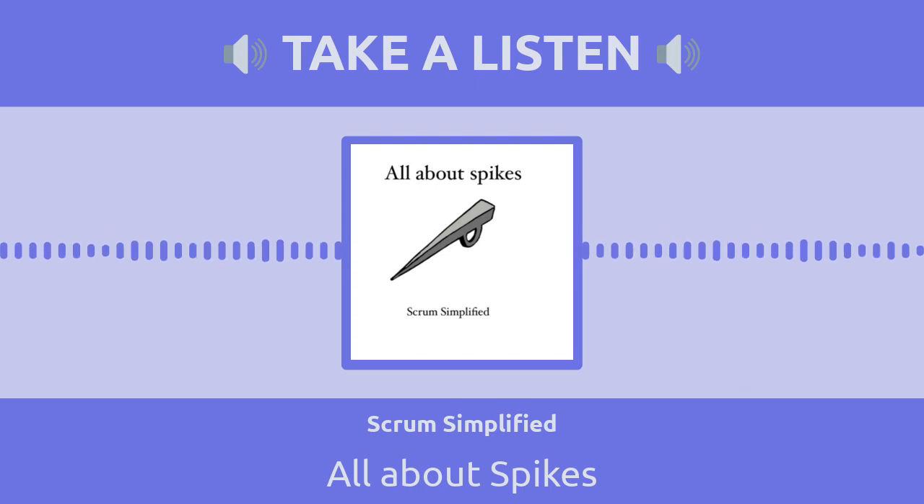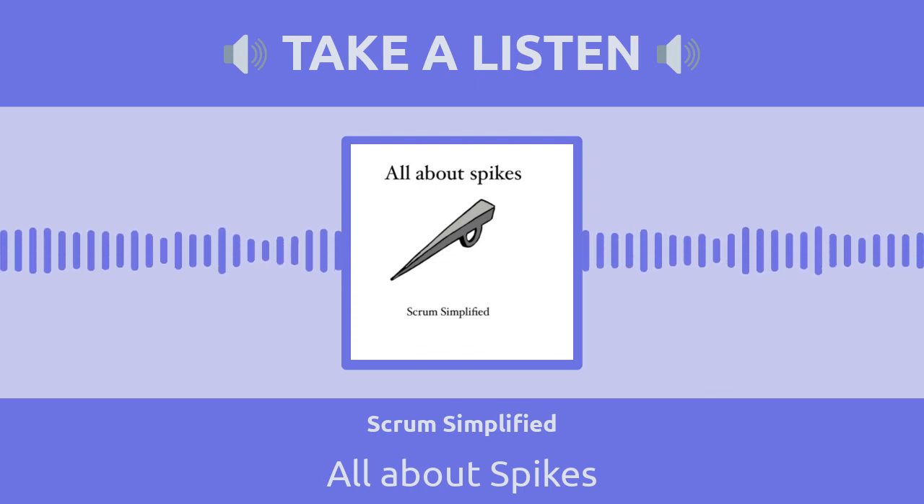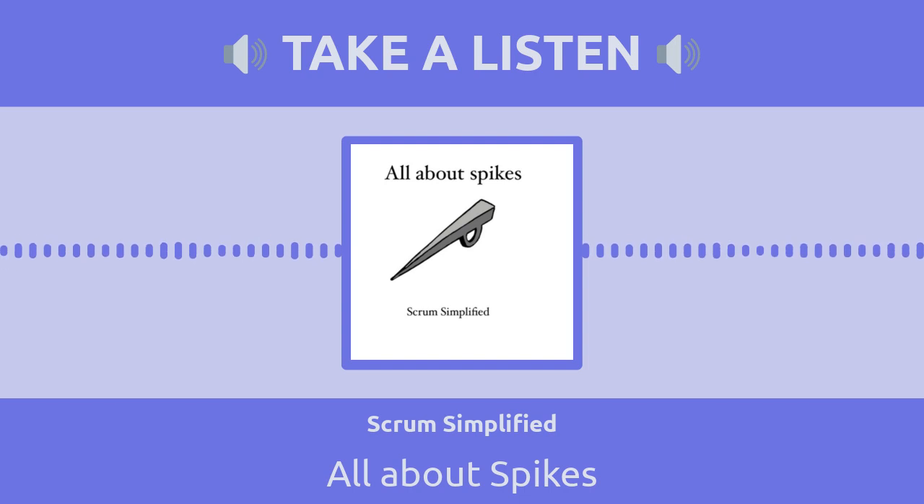Today's session is all about spikes. If you have been working in an Agile team, you may have either used or heard of spikes. In this episode, I want to dive deeper into what exactly spikes are, when you need them, and how they should be used. A spike is a time-boxed exploration or investigation into a technical or functional uncertainty. I want you to focus on two things here. One, it is time-boxed, and two, it is an investigation into some form of uncertainty.